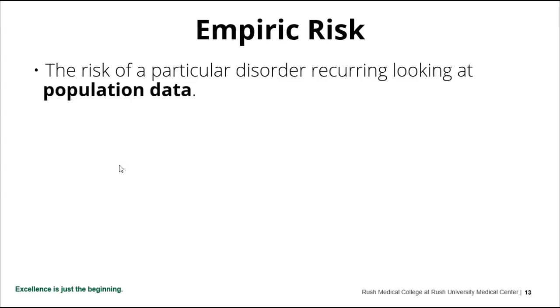Now, empiric risk is something people use a lot when we're talking about this, and this is the risk of a particular disorder recurring looking at population data. And the most important thing is that we understand empiric risk. What is the risk just because you're a human being living on the earth that you're going to develop this? For instance, we do this a lot, like with breast cancer. 1 in 9 women will develop breast cancer. Actually, now they say 1 in 8. 1 in 8 women will develop breast cancer. Again, this changes year to year. Just because you're a woman, irrespective of your genes, that's your empiric risk. And empiric risk is the lowest risk you can get down to, and genetics can just increase it from there.